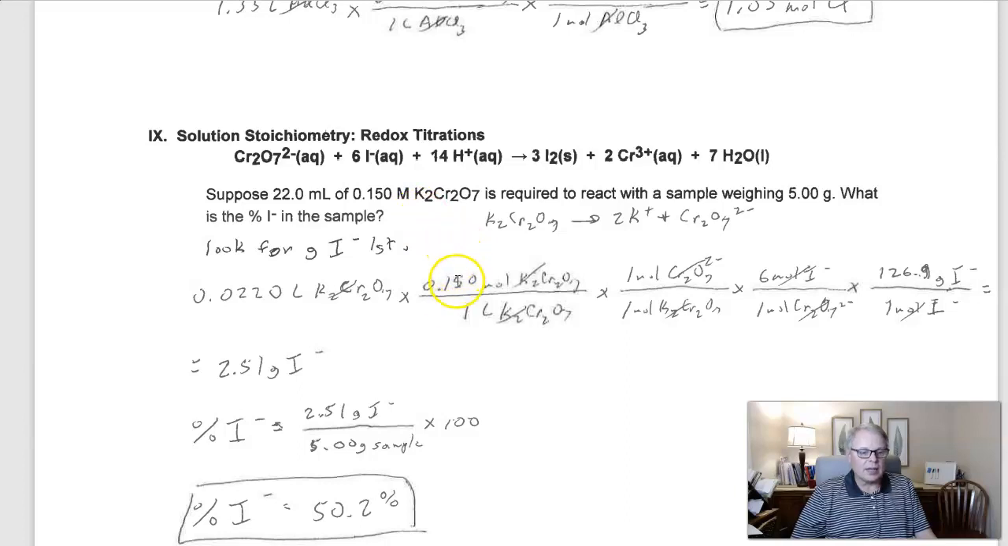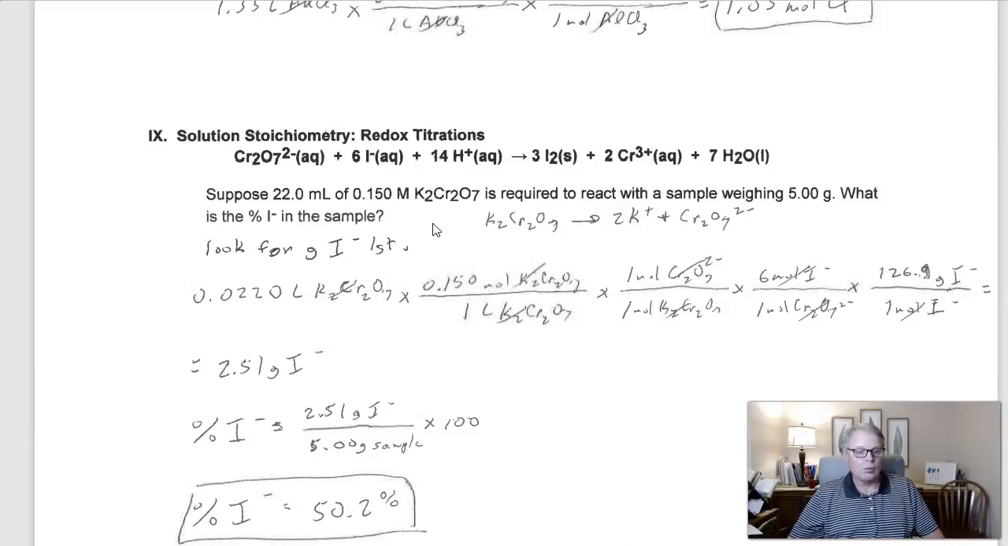Okay, little trick here. All right, the first thing you have to understand is, okay, what am I actually looking for here? Okay, well, I'm looking for the percent I-. How am I ever going to find that? Well, I know how much the entire sample weighs. Does it make sense to you that if I can figure out how many grams of I- are in that sample, I can put that over the total sample weight times 100, and that gives me the percent I-. So really what this problem is asking you for is grams of I-. Does everybody see that?